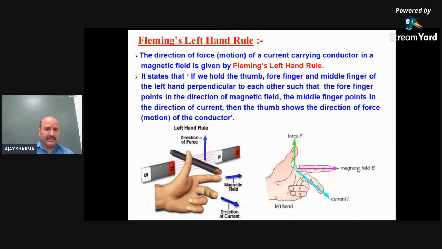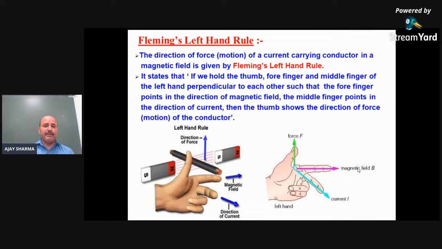If you see the diagram on the left hand side and right hand side, it is explaining the Fleming left hand rule. Now I'll read the point which is mentioned here. It states that if we hold the thumb, forefinger and middle finger of the left hand perpendicular to each other, such that the forefinger points in the direction of magnetic field, the middle finger points in the direction of the current, and the thumb points in the direction of the force, which will be exerted on the current carrying conductor.